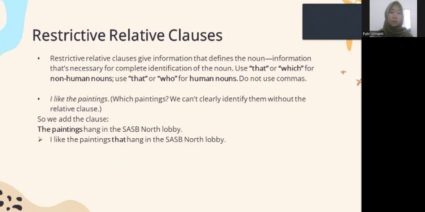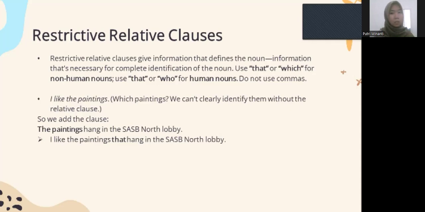Restrictive relative clauses give information that defines the noun, information that's necessary for complete identification of the noun. Use that or which for non-human nouns. Use that or who for human nouns. Don't use commas. For example, I like the paintings.